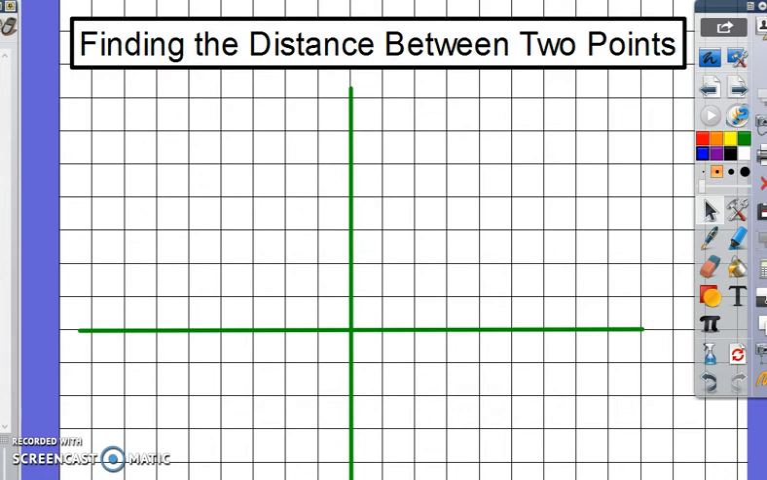Okay, this short video is about how to find the distance between 2 points on a graph. What does that mean? Well, if I have a point here at (2, 1) and a point here at (8, 5), I'd like to be able to find the distance between those 2 points. And so we're going to look at that very quickly.